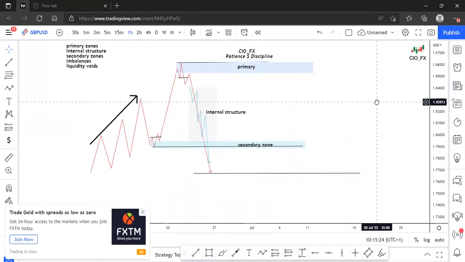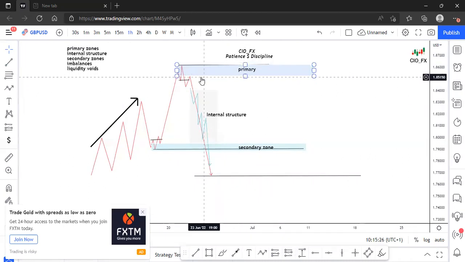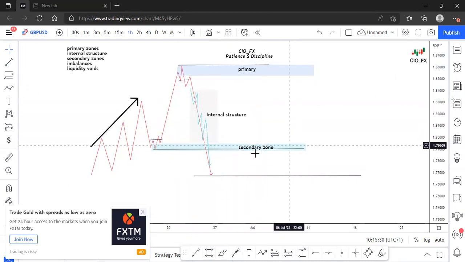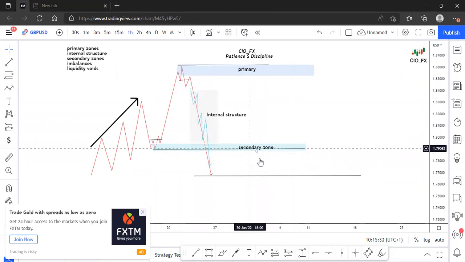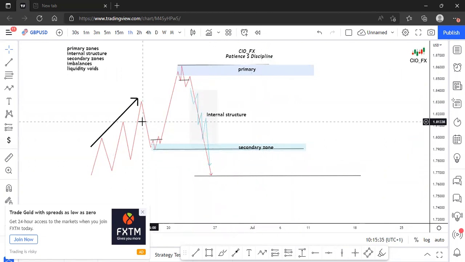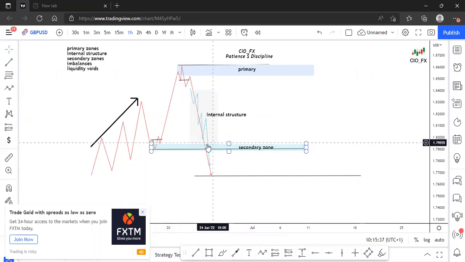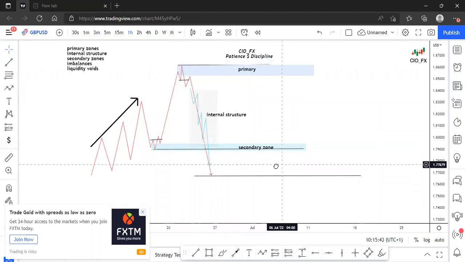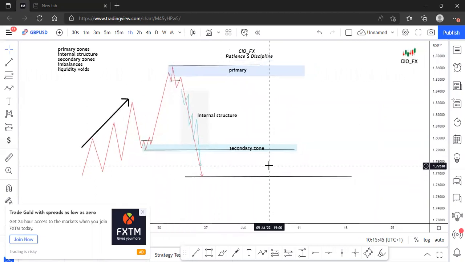So we have been able to identify our primary zone, our internal structure, and our secondary zone. We will deal with imbalance and liquidity void, but let us dwell on this particular one. Let's explain this very well again. You get it? Okay.